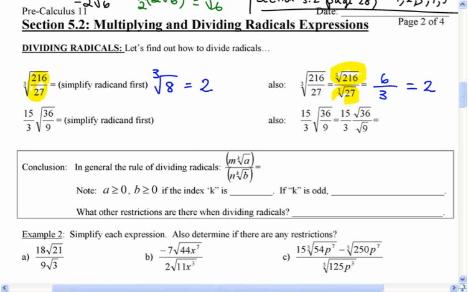Okay, notes from last day. So 15 divided by 3, what's that? What's this part here? 5, good. And then here what I'm going to ask you to do is simplify the radicand first. So what's 36 divided by 9? 4, I heard people say. Thank you. What's the root 4 equal to? That's the number 2. What's 5 times 2? 10. Okay.